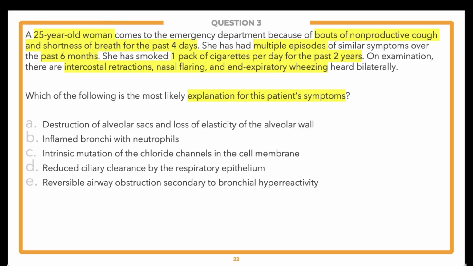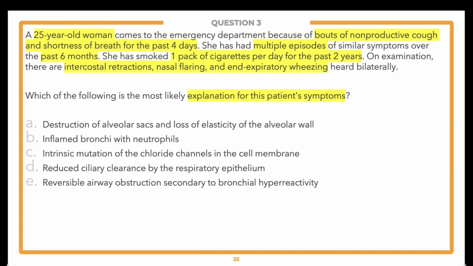Let's break it down. Let's go through the options here before we make a decision. Option choice E, reversible airway obstruction secondary to bronchial reactivity. D, reduced ciliary clearance by the respiratory epithelium. Option choice C, intrinsic mutation of the chloride channels in the cell membrane. Option choice B, inflamed bronchi with neutrophils.